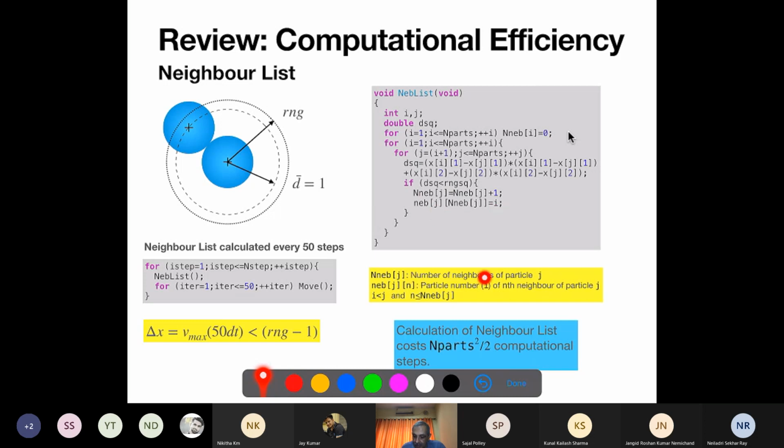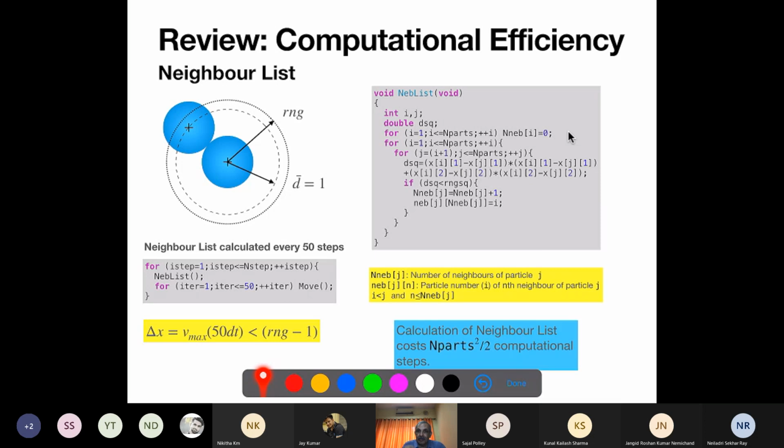So n neighbor of j is the number of neighbors of particle j, and this matrix NEB of j comma n simply tells you the particle number i of the nth neighbor of j. Since we don't want to store everything double, we always take i to be less than j, and n always has to be less than or equal to the total number of neighbors of that particle. So this is the way that we can store the neighbor list, and this calculation requires the square of the number of particles divided by 2 computational steps.